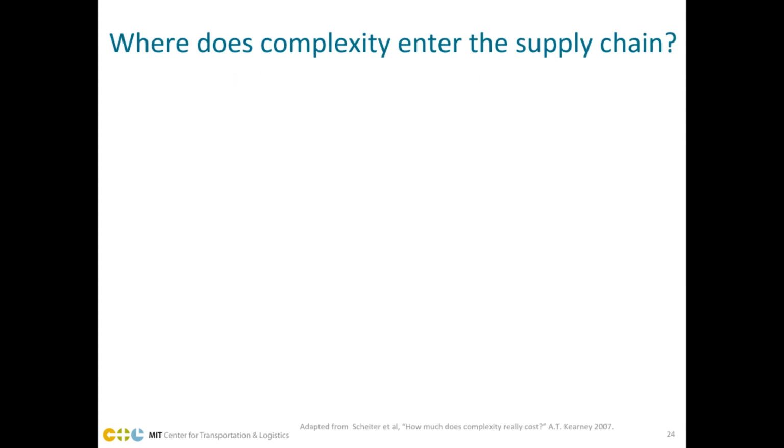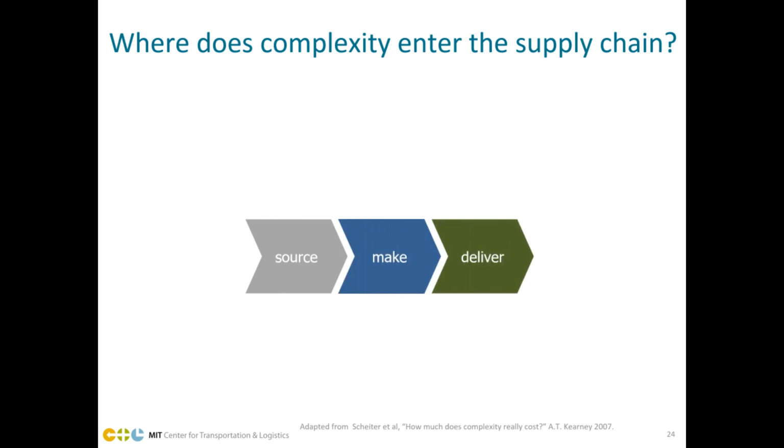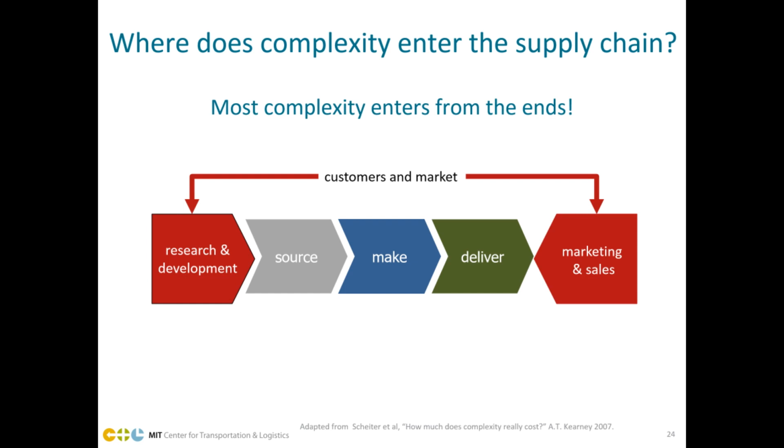So where does this complexity enter the supply chain? Interestingly, it usually comes through the ends, not through the supply chain itself. So when I say the ends, we can think of it on the left side as when new products get introduced. I write that here as research and development. And on the other side, it's the marketing and sales.